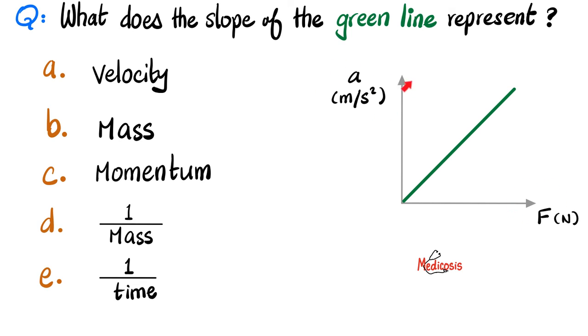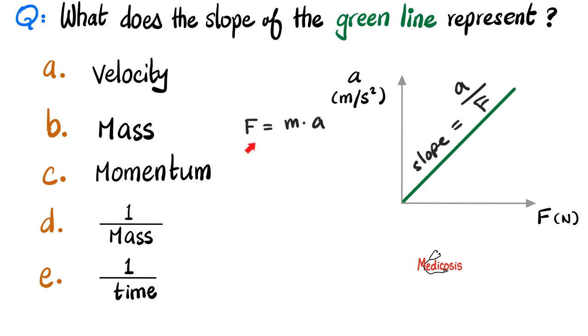Acceleration and force. Do I have any equation that links these two together? Yes, I know that force equals mass times acceleration. Beautiful. How do I get the slope of this green line? Any slope equals delta y over delta x, the change on the y-axis over the change on the x-axis. In other words, it's rise over run. So what is the rise? The rise is the change in acceleration. And what is the run? The run is the change in force.